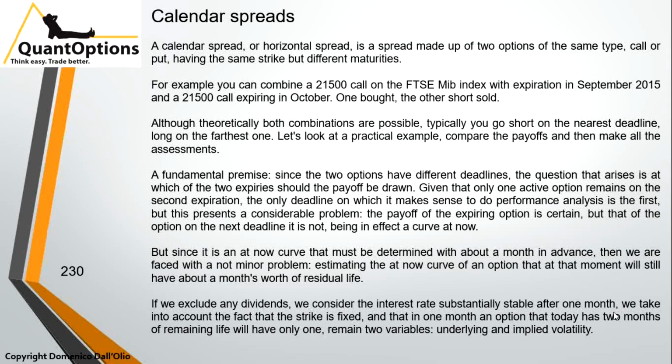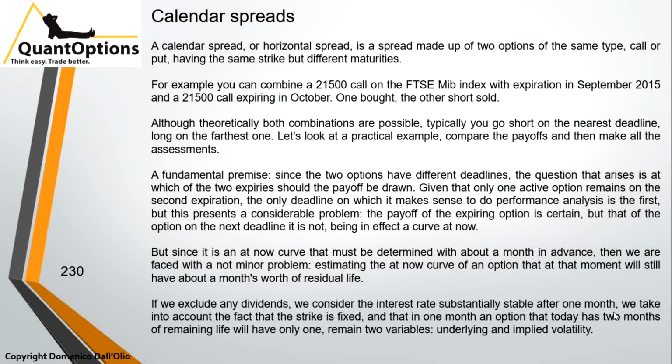The payoff of the expiring option is certain, but that of the option on the next expiry is not, being in effect a curve at now. I already told you in the previous lesson. But since it is an at-now curve that must be determined with about a month in advance, we are faced with a not minor problem: estimating the at-now curve of an option that at that moment will still have about a month's worth of residual life.